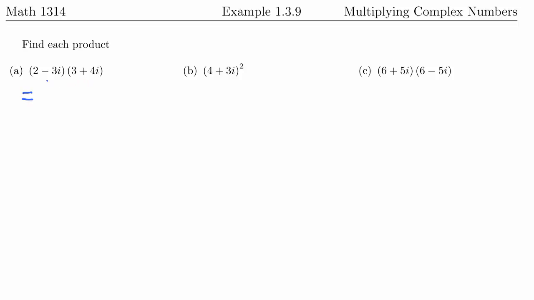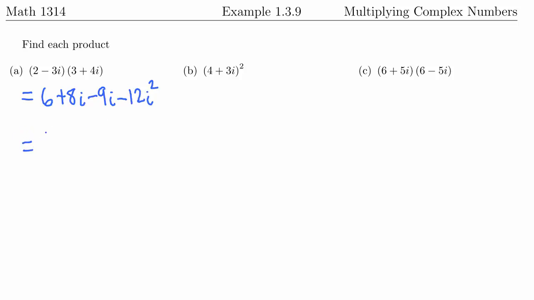That means you need to go ahead and FOIL this out. 2 times 3 is 6. 2 times 4i is a positive 8i. Negative 3i times 3 is negative 9i. Negative 3i times positive 4i is negative 12i squared.